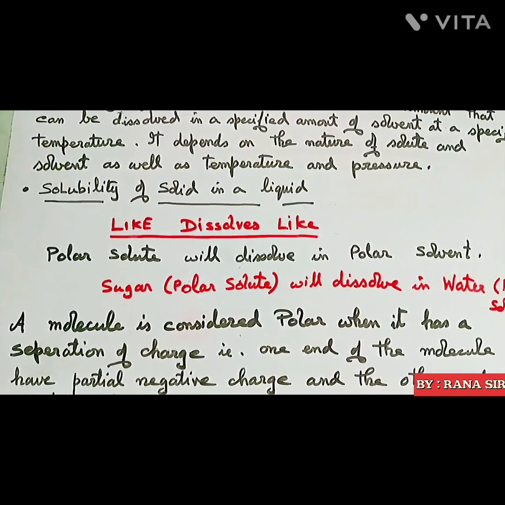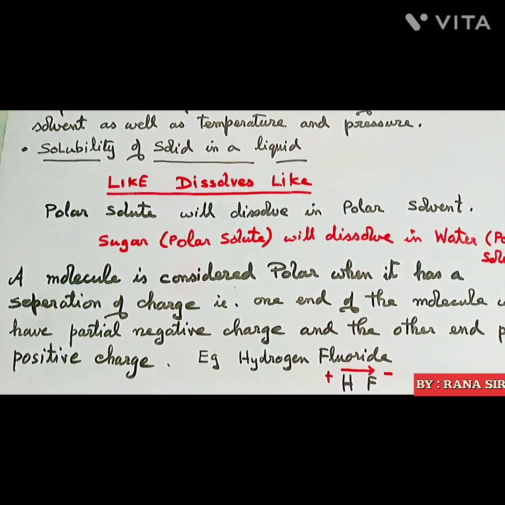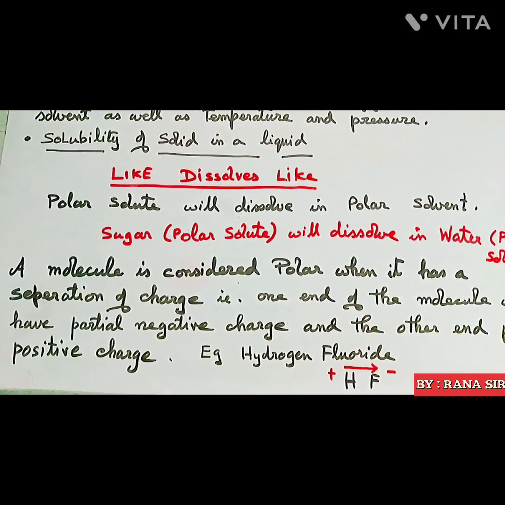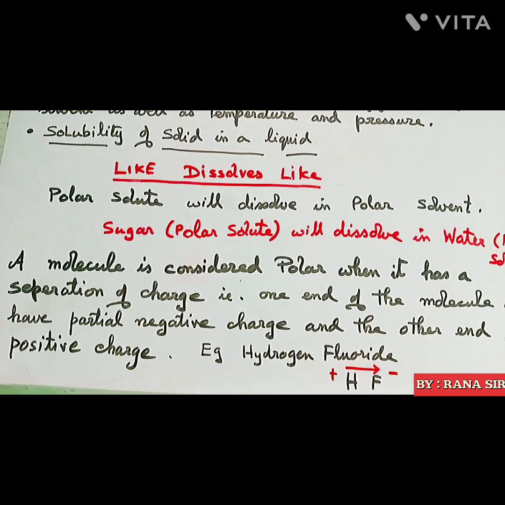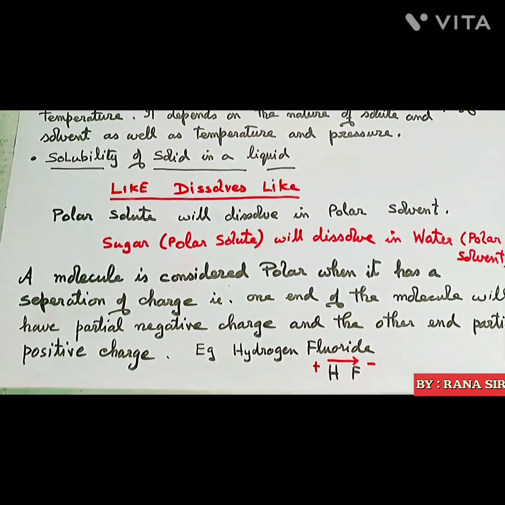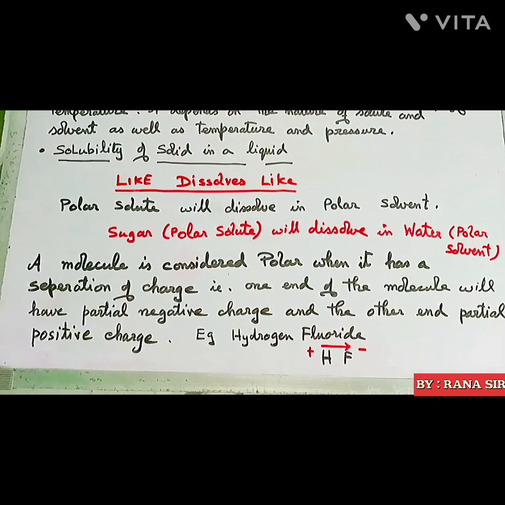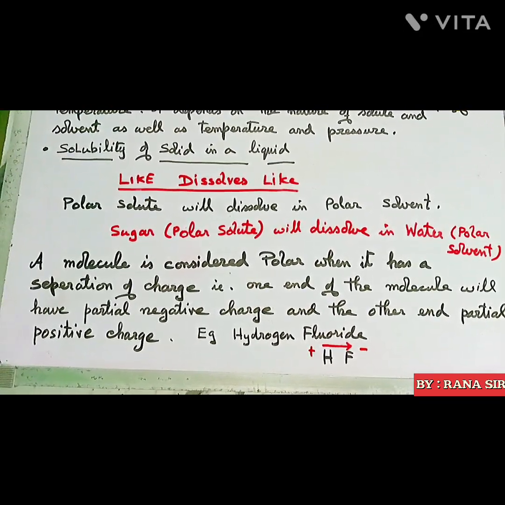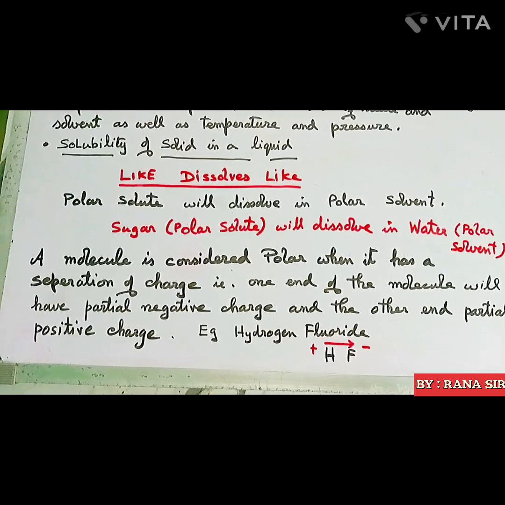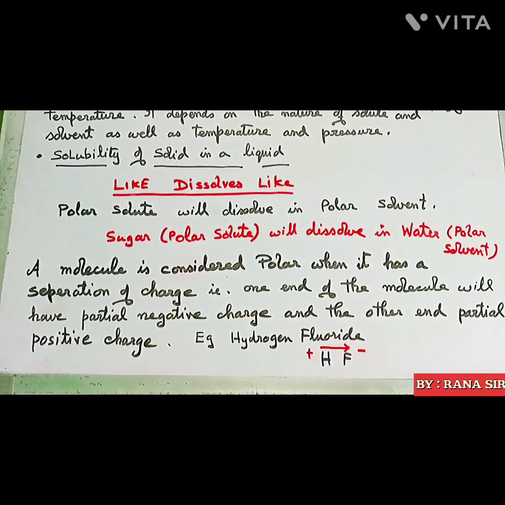Like dissolves like. What does this mean? Polar solute dissolves in polar solvent. Sugar is a polar solute, and will dissolve in the polar solvent, that is water. A molecule is considered polar when it has separation of charges, that is, one end of the molecule will have partial negative charge and the other end will have partial positive charge.